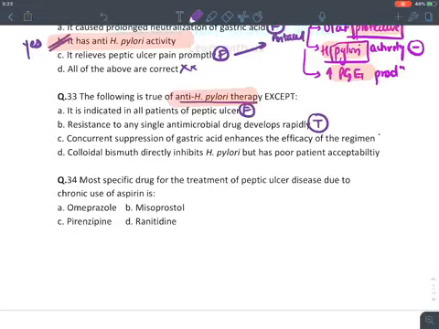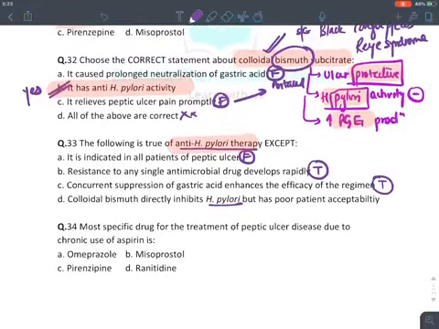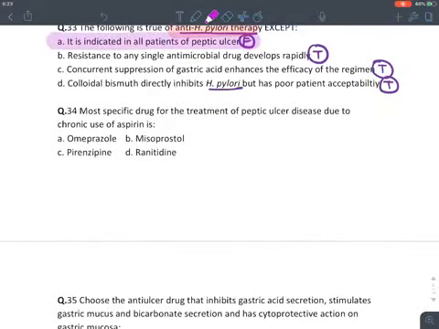Concurrent suppression of acid secretion enhances efficacy of the regimen. We have already discussed. True. Colloidal bismuth subcitrate directly inhibits H. pylori, but it has poor patient acceptability. Yes, because of the coloring abnormality, it's absolutely true. So the answer for this question is A.